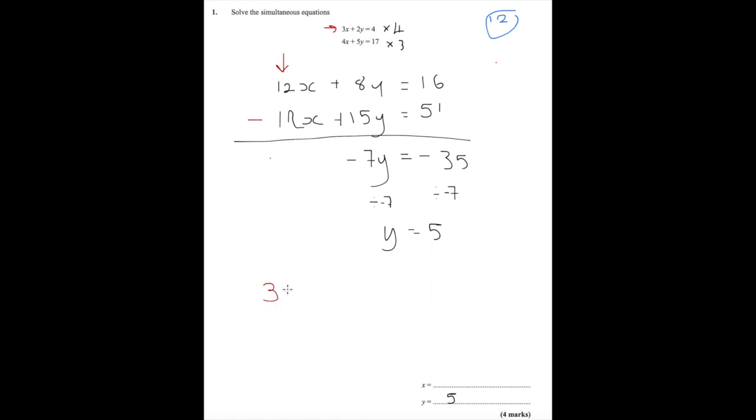So we've got 3x plus 2y equals 4. And we're going to sub 5 in for y. So we've got 2 times 5, which gives us 3x plus 10 equals 4, which means 3x equals negative 6 if we subtract the 10 off both sides. So if we divide by 3, x is equal to negative 2.